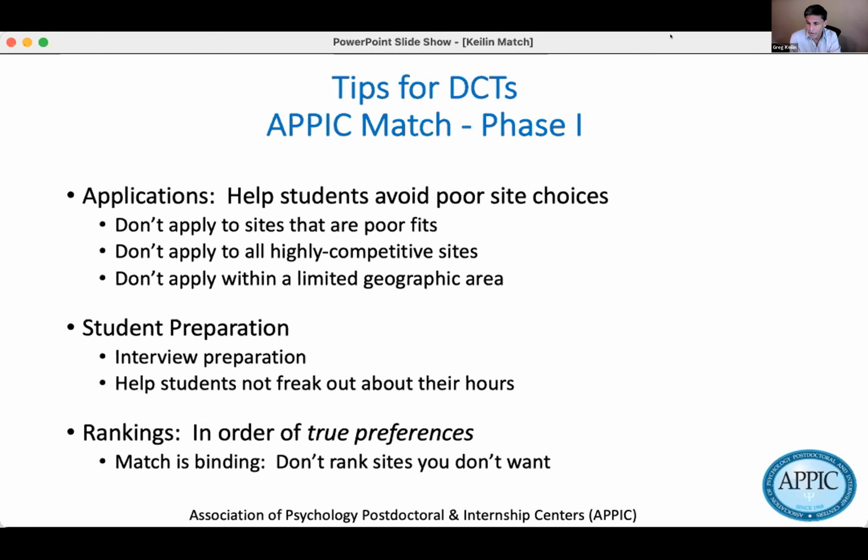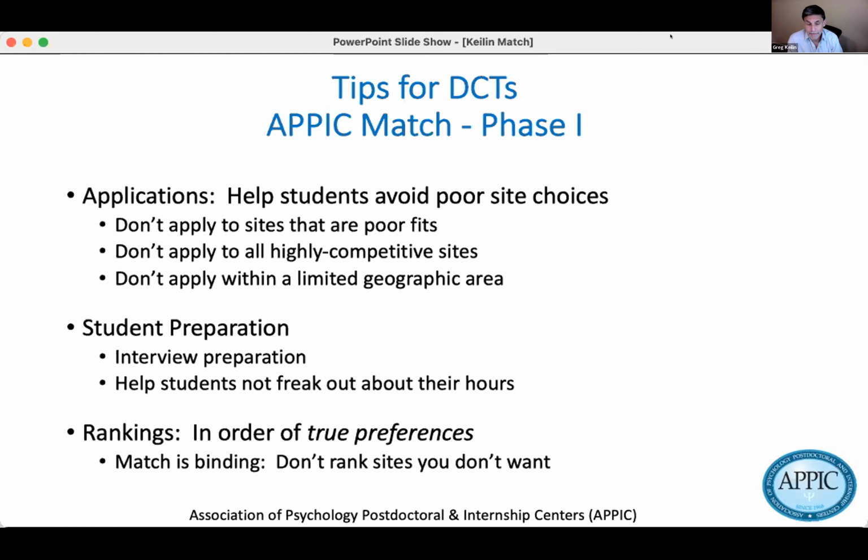Also, just the whole concept, there's so much focus on hours for lots of reasons. Anything that you can do to help the students keep that in perspective and to understand that training directors do not see hours as the end-all and be-all by any means.